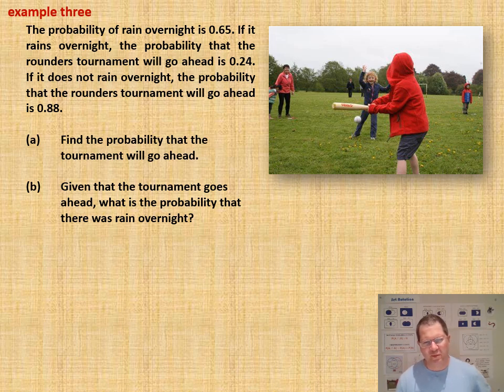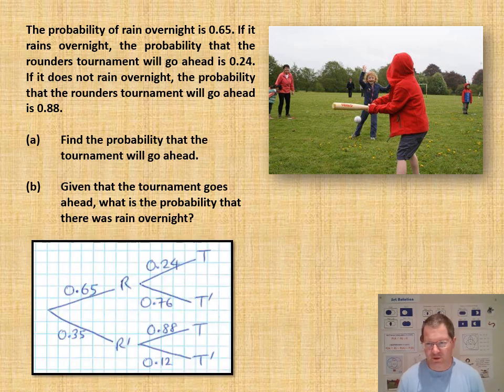Part A, find the probability that the tournament will go ahead. And part B, given that the tournament goes ahead, what is the probability that it will rain overnight? And it's part B that's a bit different because it's sort of backwards in a sense. Okay, we're given that the tournament went ahead, and then what the probability from before of the rain the previous night. So we'll start, as you'd expect, by drawing a tree diagram.